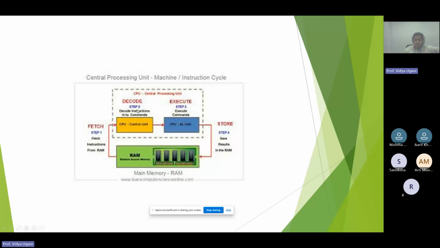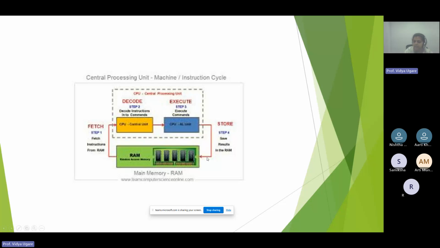It is going to be converted into a binary, machine-understandable format. That is, the instruction and data is going to be converted into machine level language. Then exactly the calculations is going to happen, that is execution. And the fourth step is store. So where is it going to store?